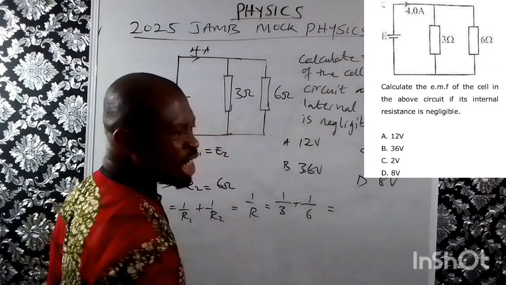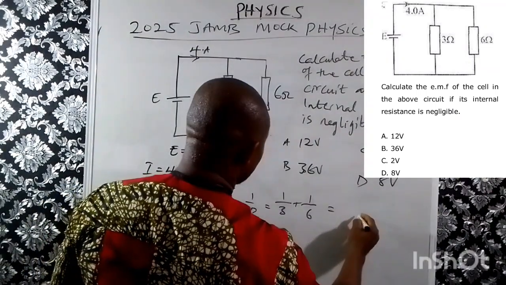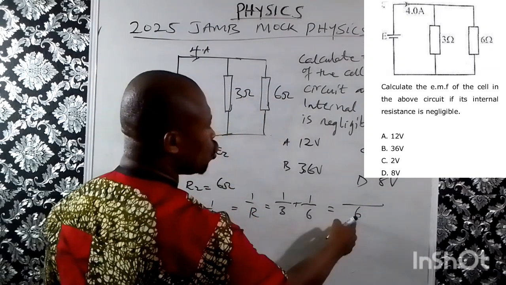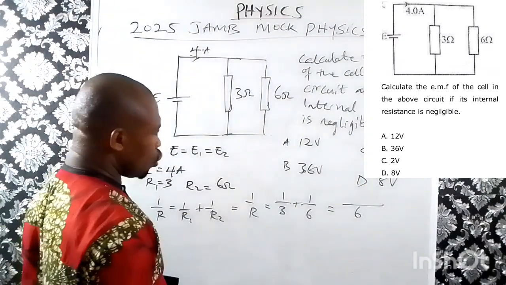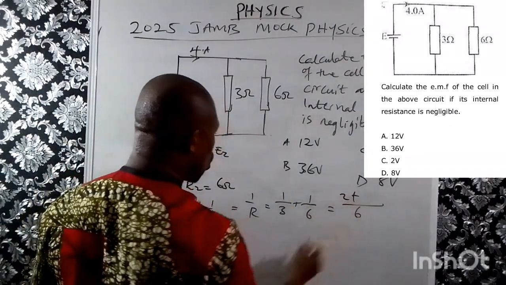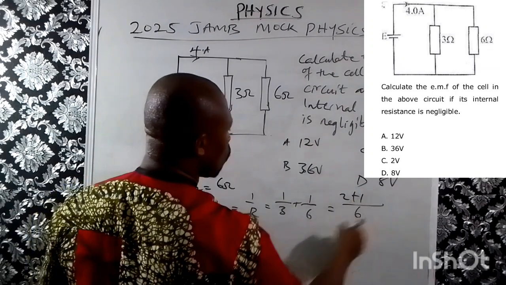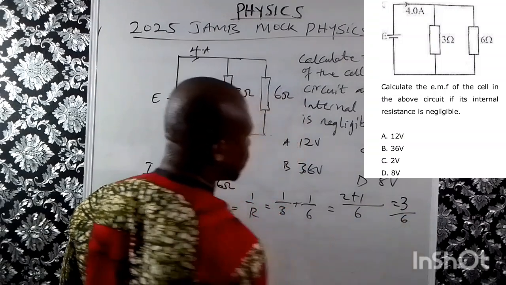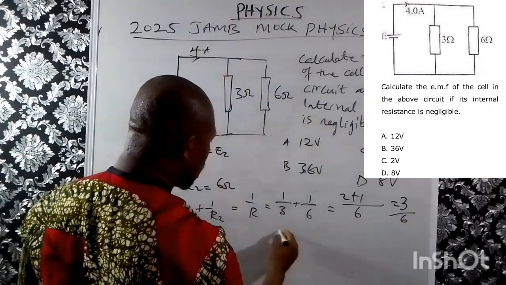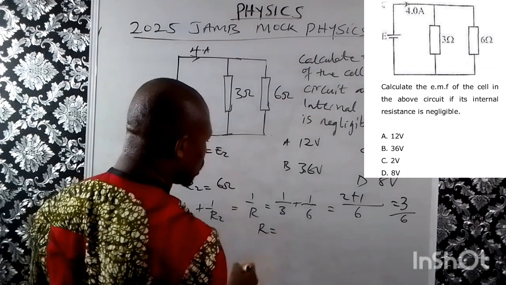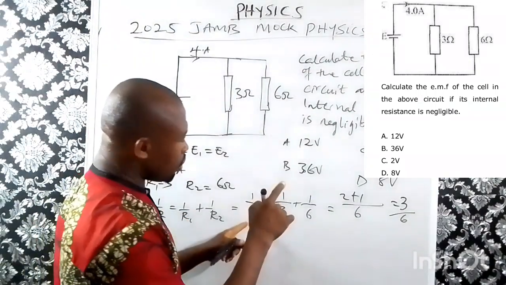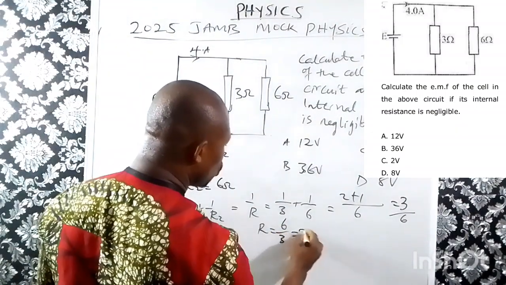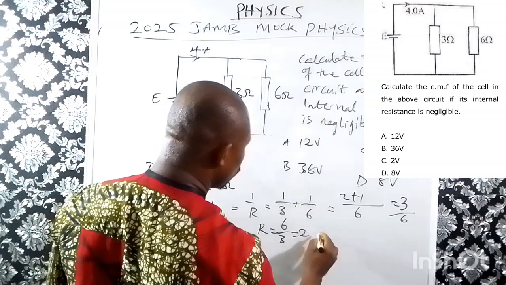The LCM of 3 and 6 is, of course, 6. Now 3 into 6 is 2, 2 times 1 is 2, plus 6 into 6 is 1, 1 times 1 is 1, which will now give us 3 over 6. Now, since 1 over R is 3 over 6, R will give us, by reversibility, once you reverse this and make R the subject, 6 over 3, which will give us 2 ohms.